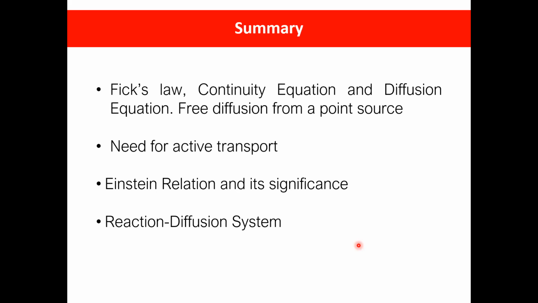After that, I talked about the contribution of Einstein to the field of Brownian motion. I derived the Einstein relation. I told you what its significance was in the year 1905. One could calculate Avogadro's number using the Einstein relation, and his derivation of the Einstein relation gave very strong support to the molecular kinetic theory of heat.